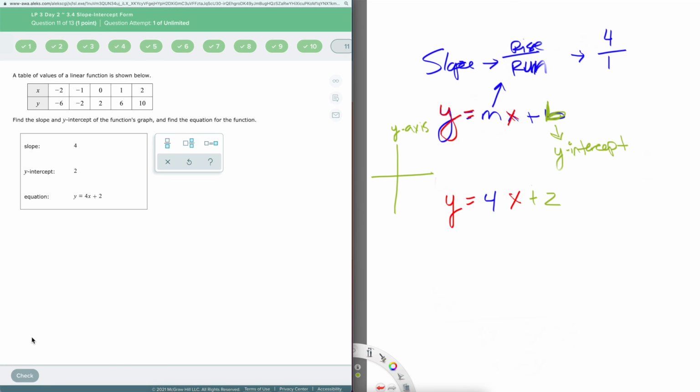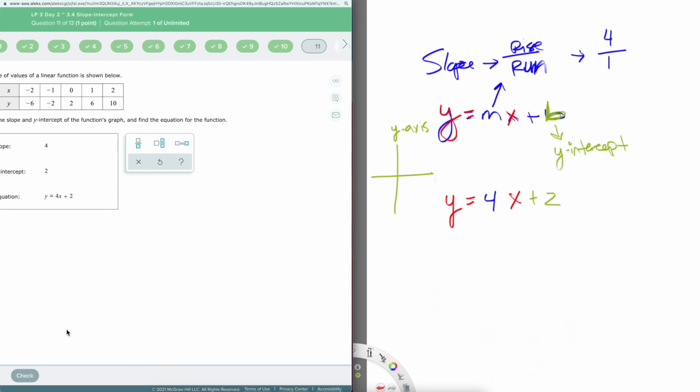Uh-oh, don't freeze on me, please. Come on. You can do it, computer. I gave it a few seconds earlier when it did this and it reloaded. I might just have to reload the screen. Well, it doesn't look like it's going anywhere.